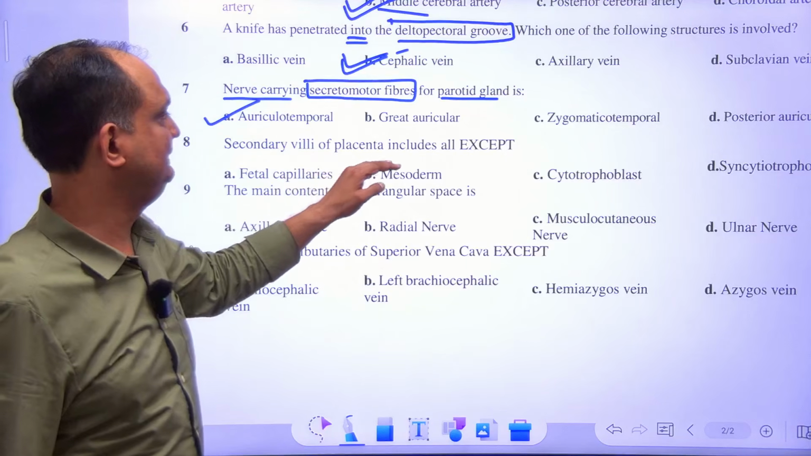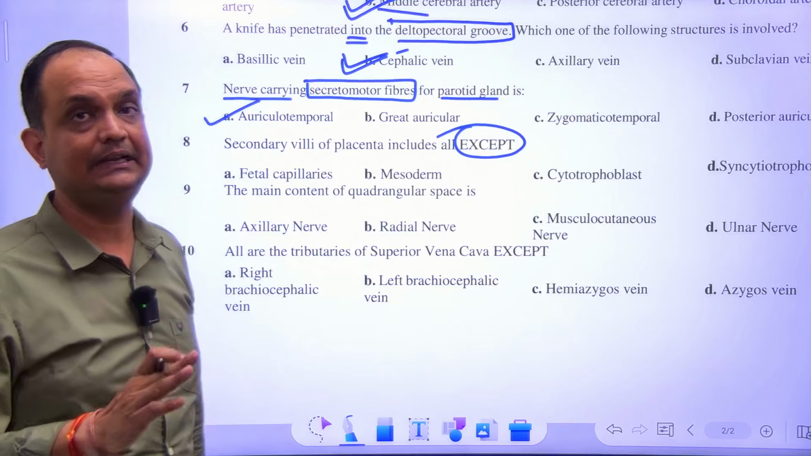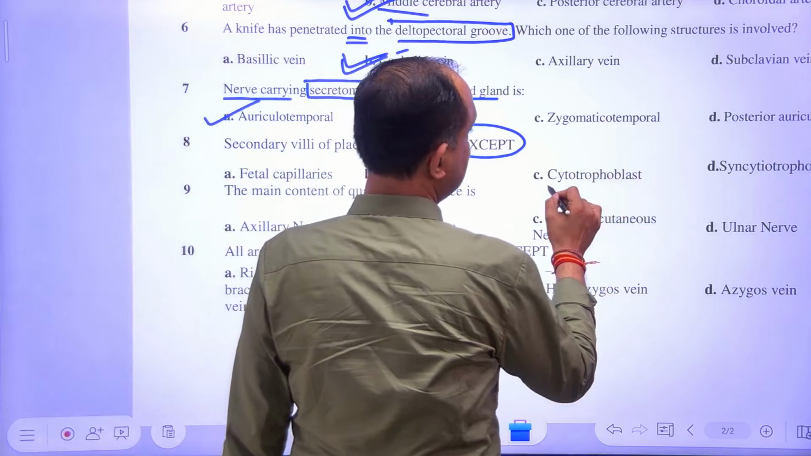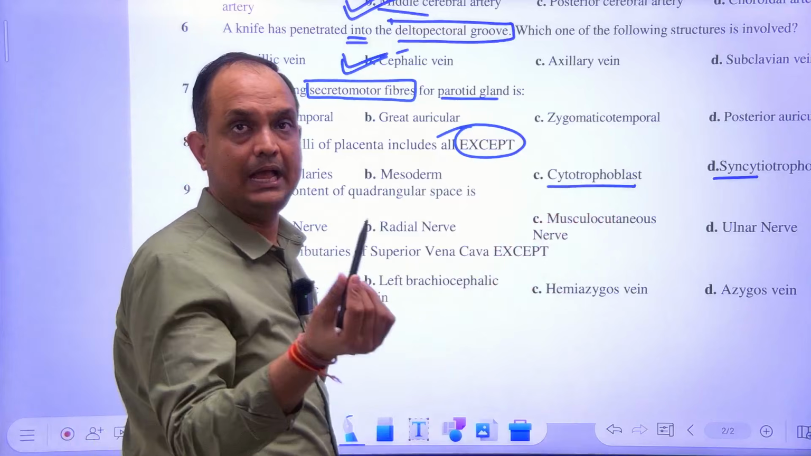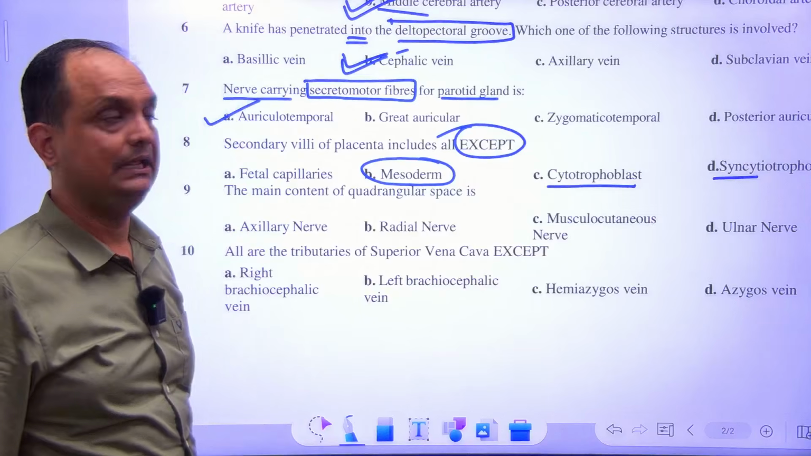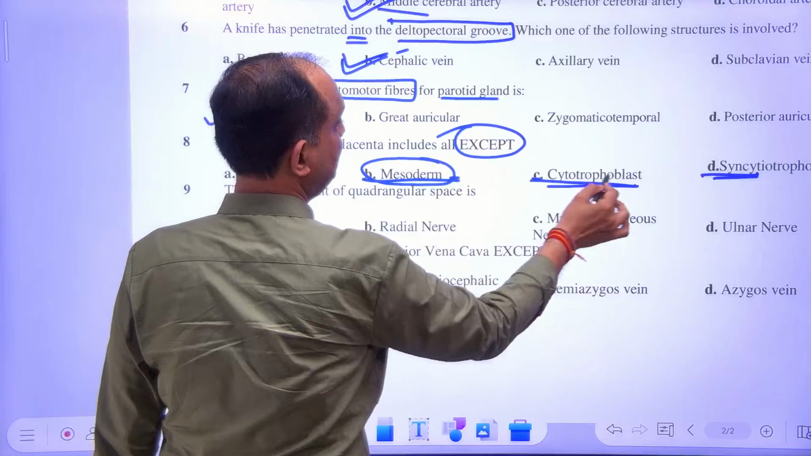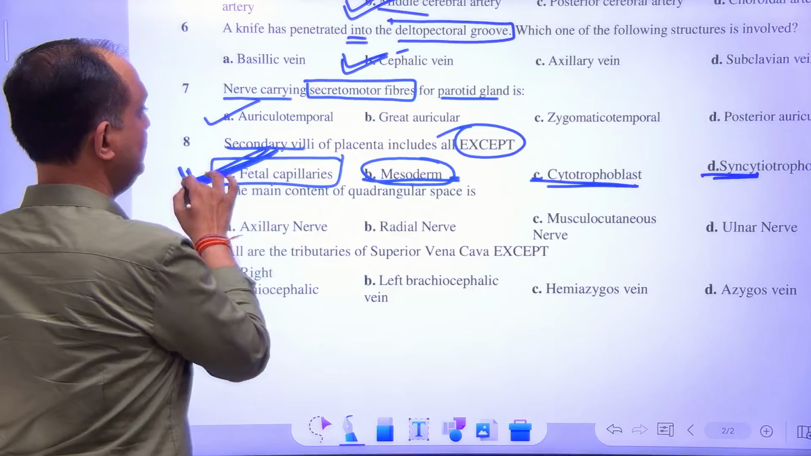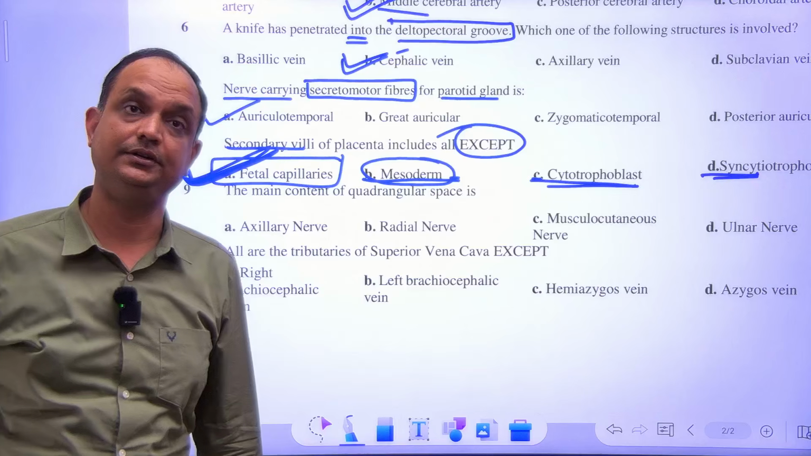Now, secondary villi of the placenta include all except? Keep in mind that there are three sets of villi: primary, secondary and tertiary. The primary villi are formed by cytotrophoblast and syncytiotrophoblast. When the primary villi have a central mesoderm, they form the secondary villi. So mesoderm, cytotrophoblast and syncytiotrophoblast are all parts of the secondary villi, except fetal capillary. If fetal capillary is present, then it is the tertiary villi.